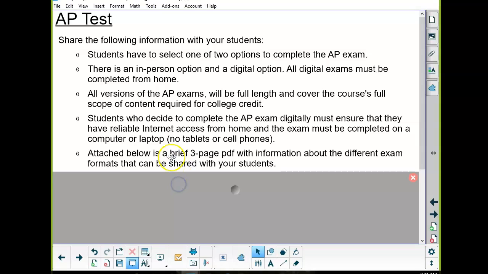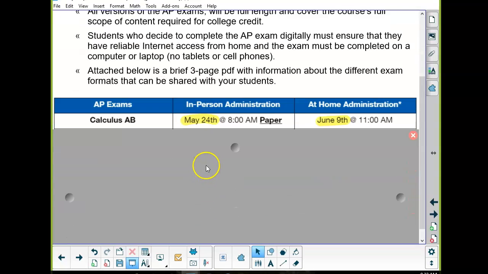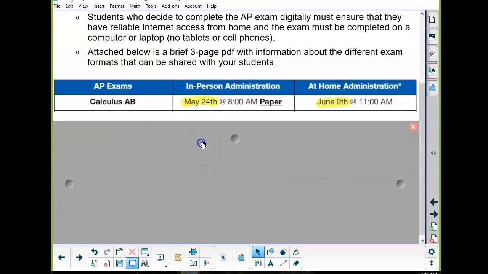I'm going to send you a little survey that you have to fill out, and I'll show you a little PDF here about the different exam formats. But calculus-wise, what are your two options? So you have the in-person exam, which is going to be May 24th at 8 a.m. here at Tartan.